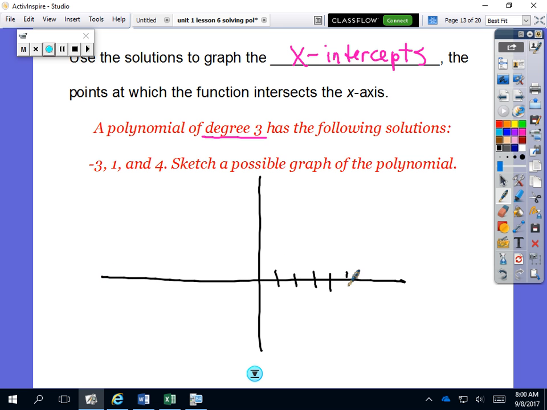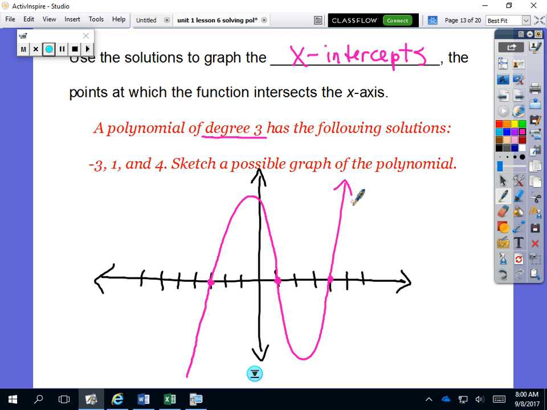But we do need to make a coordinate grid. You don't even need to put anything on your y-axis because we don't know the y-intercept. So we're just going to wing it and make a bare bones graph here. We know one of the solutions is at -3, so that means it has an x-intercept at x equals -3. We also have an x-intercept at 1, 2, 3, and 1 at 4. So I'm going to make this a positive cubic function. So I'm going to start down here, cross the x-axis here, cross the x-axis here, and come back up.